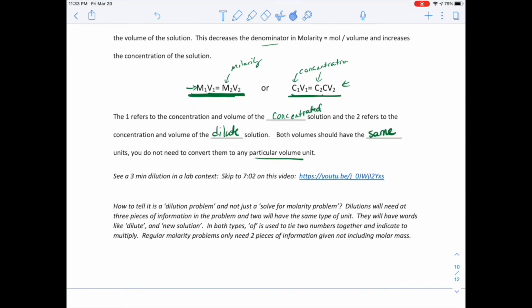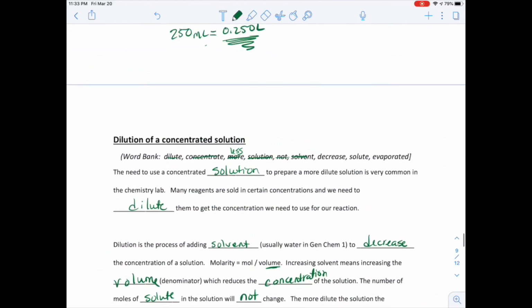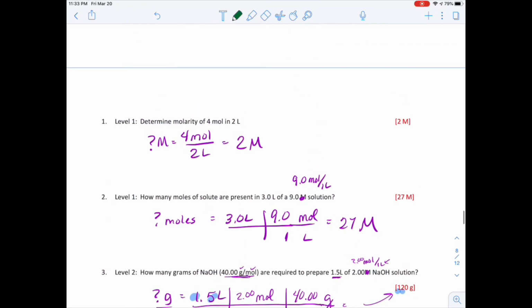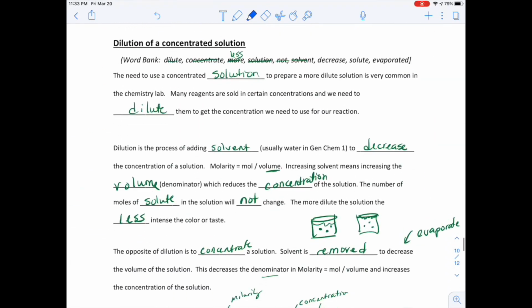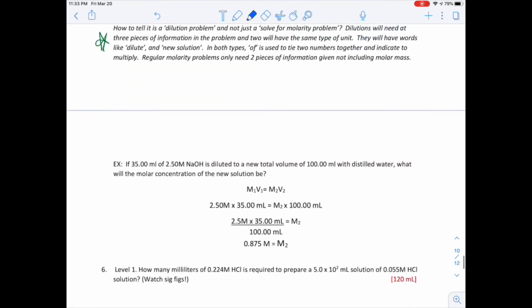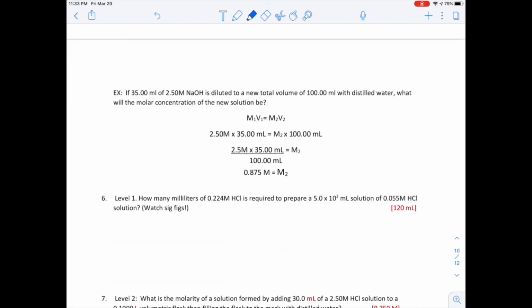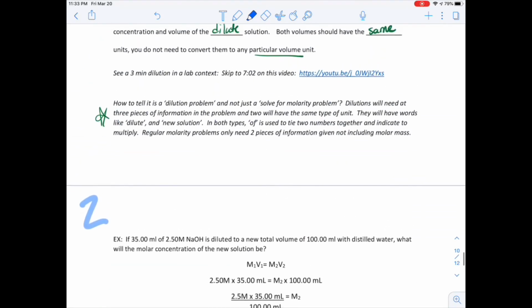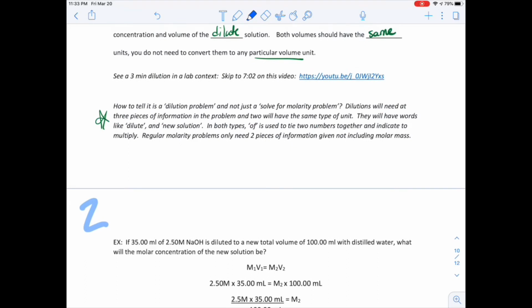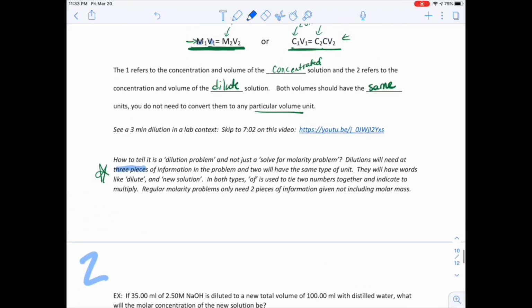Little pro tip, how to tell if it is a dilution problem, because this is our other equation. Notice earlier we had all the molarity where we just figured out molarity. So this is one type of problem, and then this over here is the second type of problem. So how to tell dilution and not just solve for molarity. Dilutions will need at least 3 pieces of information, because notice with the equation you've got 1, 2, 3, 4 things, so you need to know 3 of them to solve for the last one.